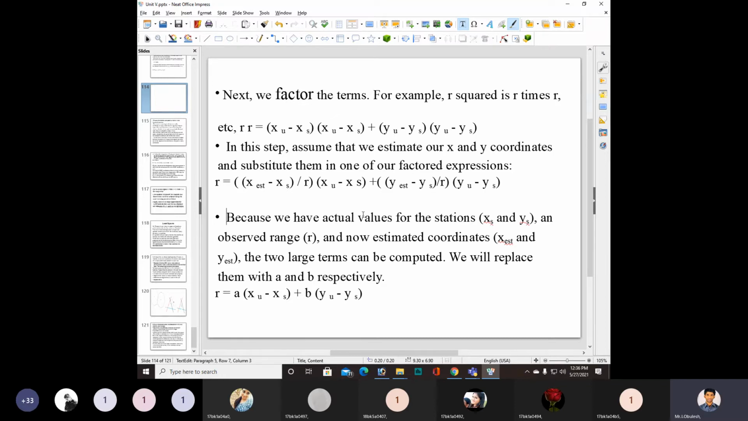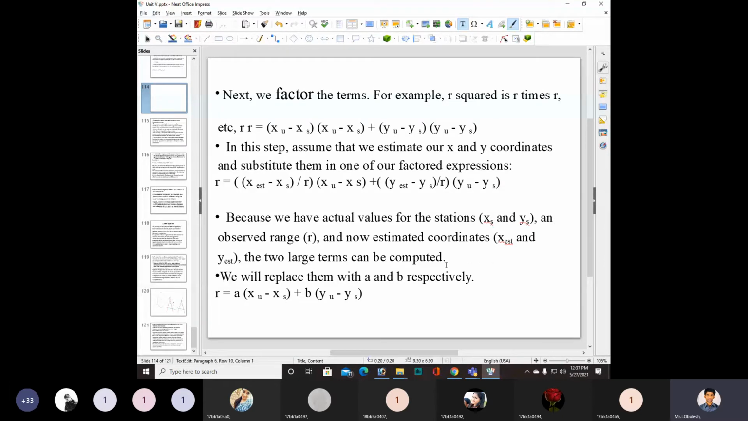Because we have actual values for the stations' xs and ys, and we observe range r and now have estimated coordinates x_est and y_est, the two large terms can be computed.